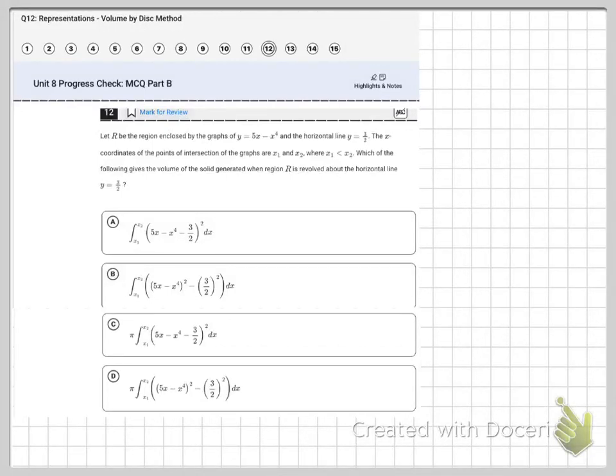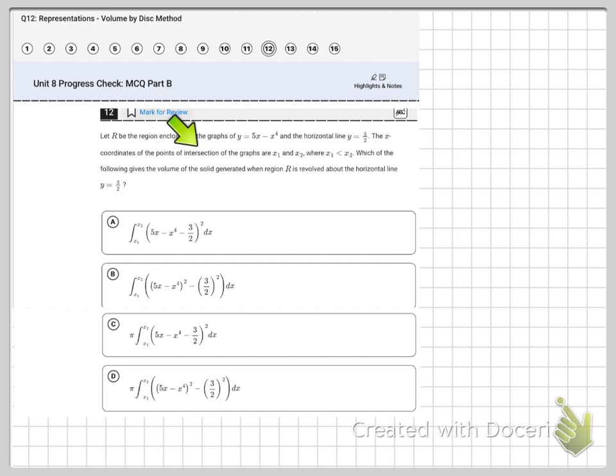I can't see it. This one's hard to visualize. So let me talk through the problem solving process that I did here. Okay, so first let's start out with reading it. Let R be the region enclosed by this graph and this horizontal line.